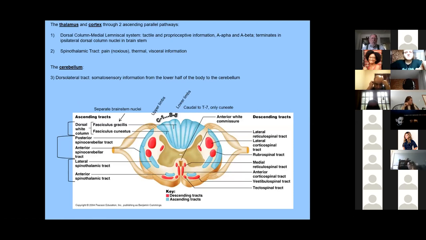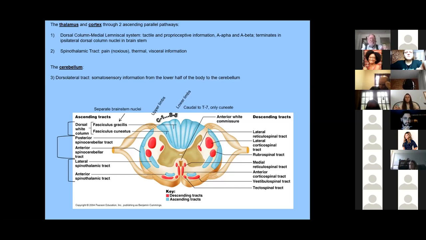So now what we're going to do is go back to looking at the thalamus and cortex through two ascending parallel pathways, and then we're going to be looking at the cerebellum. The dorsal column medial lemniscal system that we've been talking about carries fine tactile and proprioceptive information, A alpha and A beta types of fibers, terminating in the ipsilateral dorsal column in the brainstem. Okay, and we'll be going over all of that piece by piece.